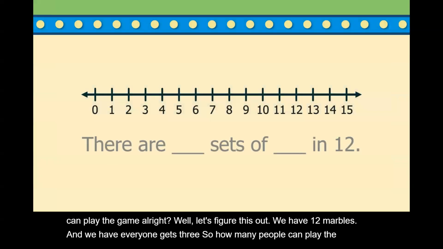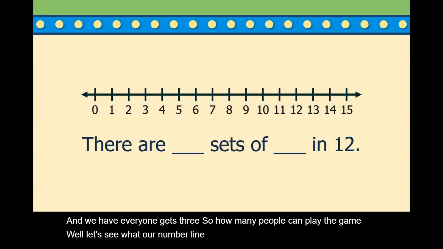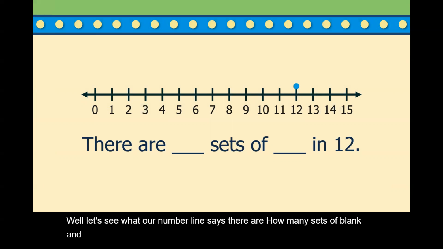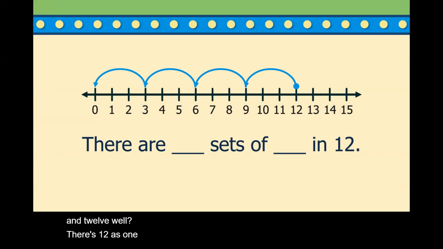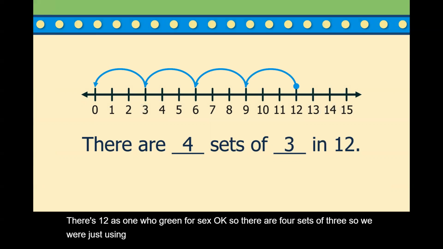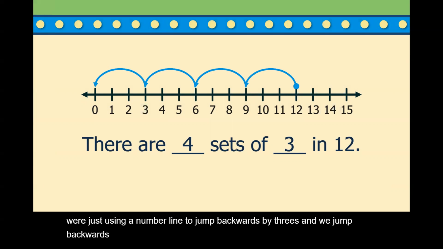Well, let's see what our number line says. There are how many sets of blank in 12? Well, there's 12. There's 1, 2, 3, 4 sets. Okay, so there are 4 sets of 3. So we were just using our number line to jump backwards by 3s, and we jump backwards 4 times.